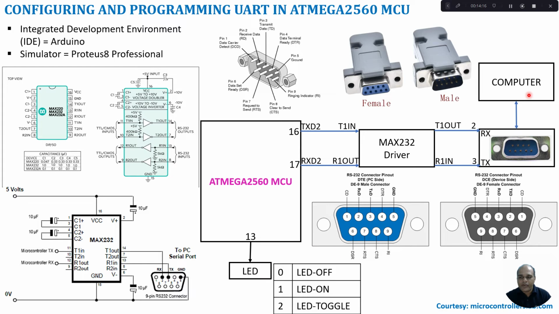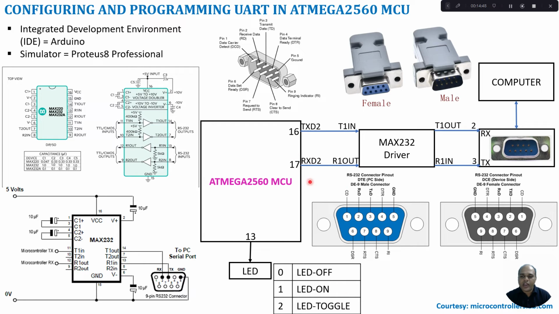Initially the microcontroller is going to send data to your computer, and it is waiting for the response from the computer. The response from the computer can be any of these 3 values: 0, 1 or 2. Depending upon this response, the state of the LED will change. If the received response is 0, the LED will be turned off. If the received response is 1, the LED will be turned on. If the received response is 2, the LED will toggle.